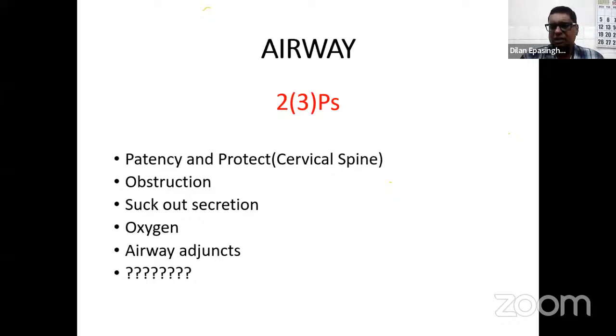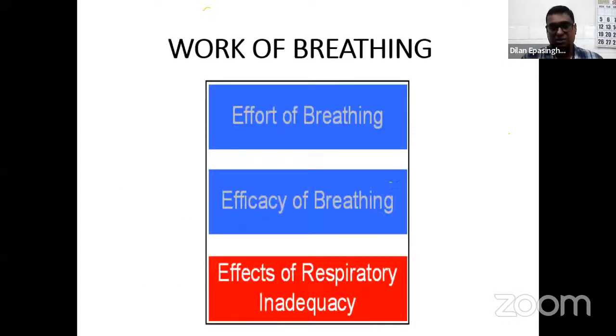Sometimes the airway adjunct may be intubation, right? So it's very important to go step by step. Patency, protect the airway, then obstruction, then suck out the secretion, oxygen, airway adjunct. Then meanwhile, you can put a pulse oximeter and check the saturation.